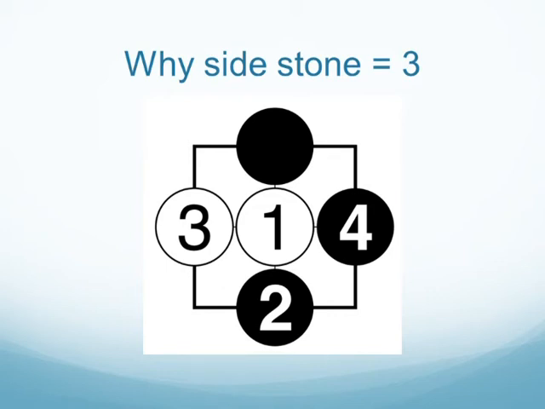3 and 4 are actually Miai. Whoever plays first threatens to take the whole board, but the opponent can reply and prevent that. The end result is 5 points of area for black and 2 points for white.